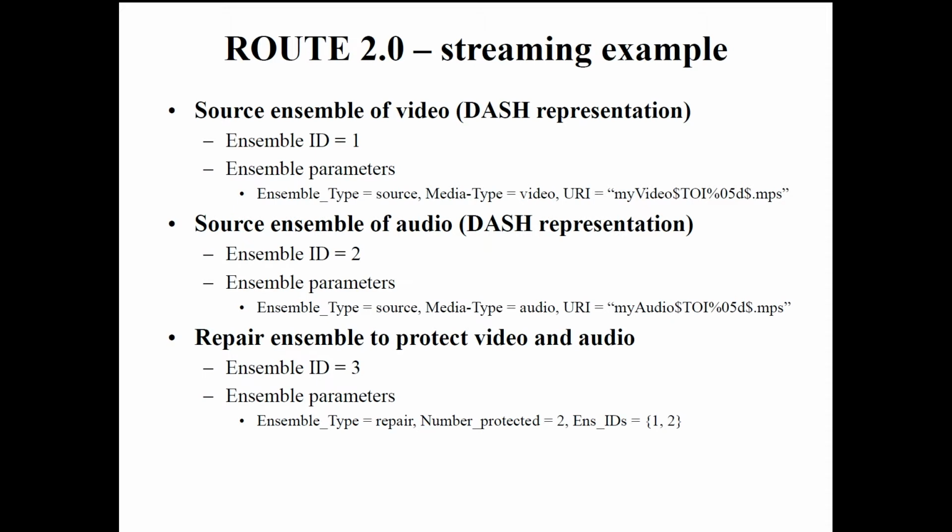And then you might have a corresponding audio ensemble, which has ensemble ID 2, and it has parameters that correspond to audio and a way to generate the URI for it and so on. And then you have a corresponding repair ensemble to protect the video and audio together as a bundle. So it has an ensemble ID 3, and its parameters say, I'm repair, I'm protecting 2 streams, and here are the ensemble IDs of the streams that I'm protecting, 1 and 2.